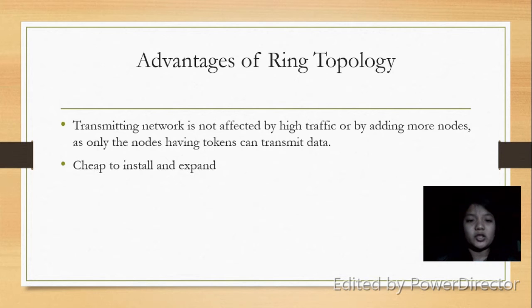Then the advantages of ring topology. The transmitting network is not affected by high traffic or by adding more nodes, as only the nodes having tokens can transmit data. So the transmitting network says here that it is not affected by high traffic. So even though it has high traffic, it will not be affected.